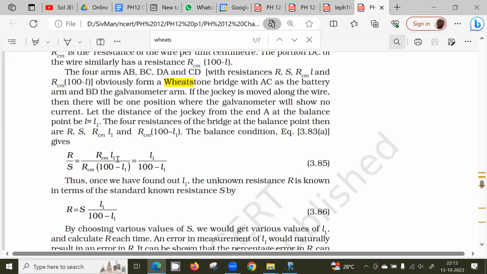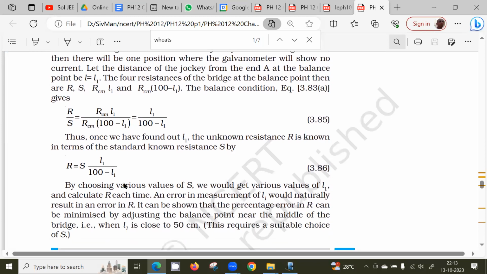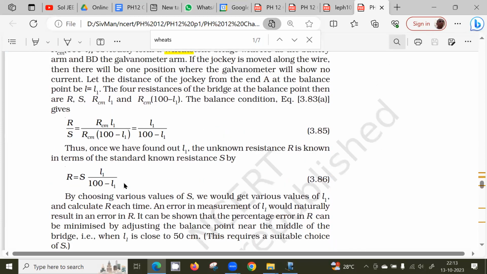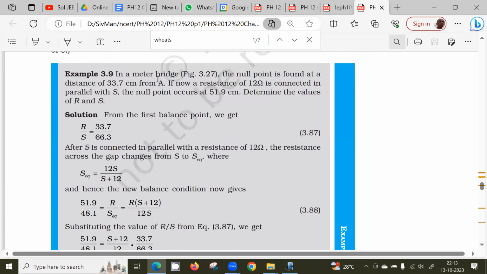So L1 we can measure, and from that I can get R if S is known. L1 can be measured from the bridge. So this is the meter bridge. This is complete.